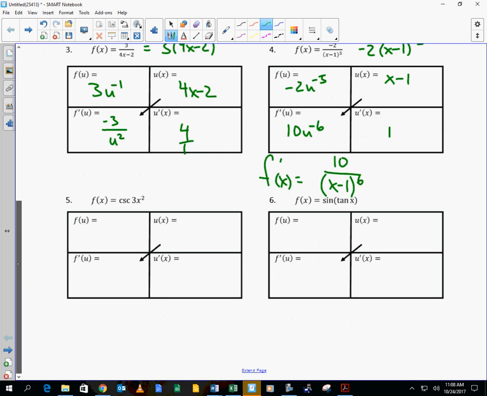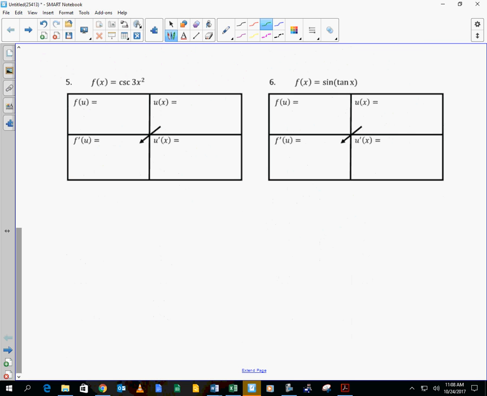Okay. Hey, let's do some trig. What's the inside here? 3x squared. What's the outside? Cosecant of u. What's the derivative of 3x squared? What's the derivative of cosecant of u?